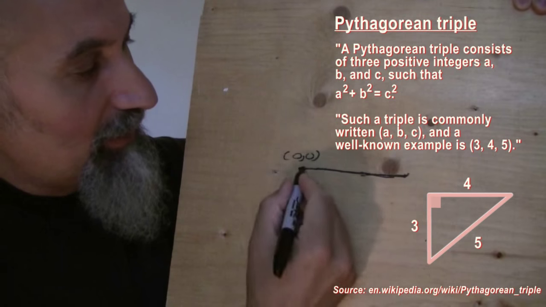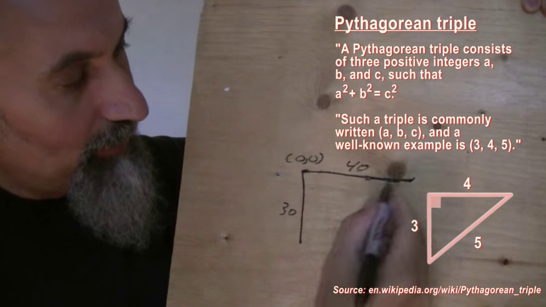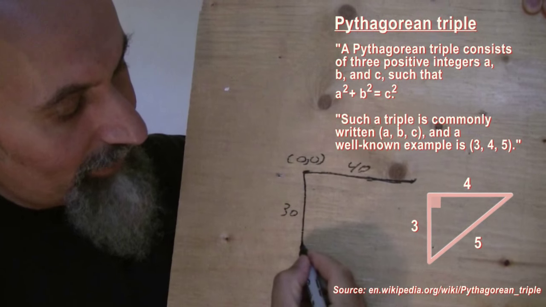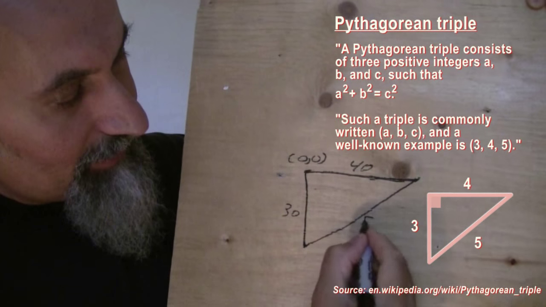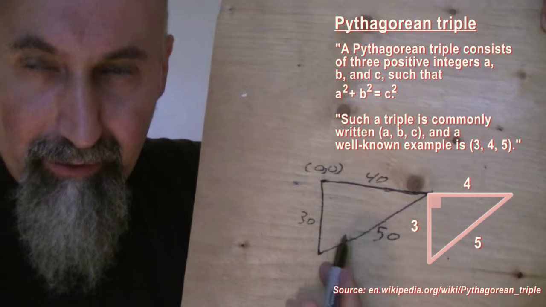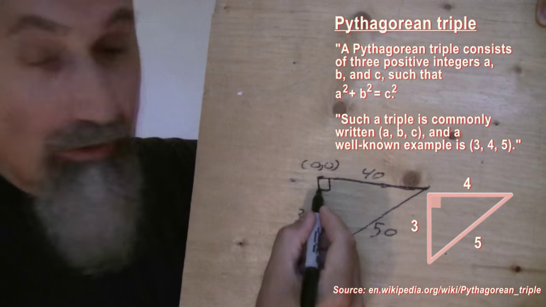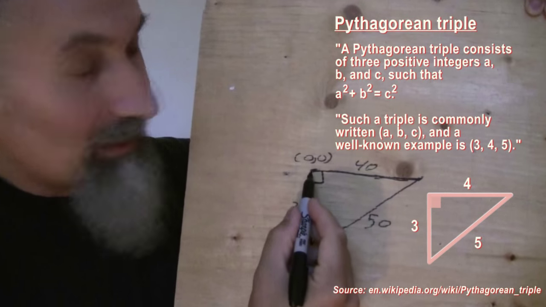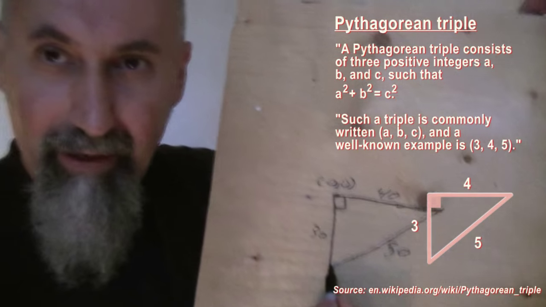and the one that I usually ended up using was a 40 meter one, a 30 meter one, and if you go across, this becomes 50. So it's a Pythagorean triple triangle, a special triangle, where this is guaranteed to be 90 degrees. So it's a right angle triangle where the sides are 3, 4, and 5, right?